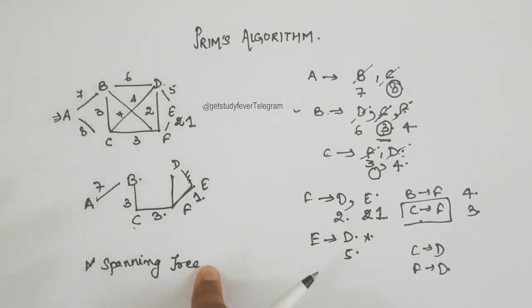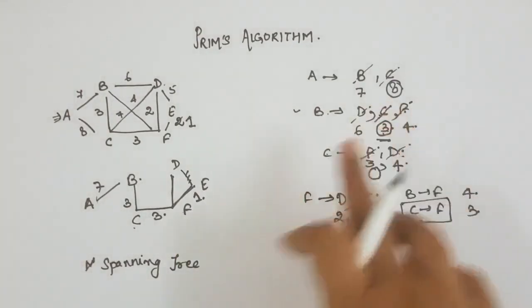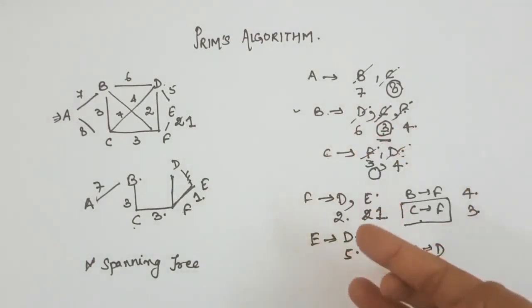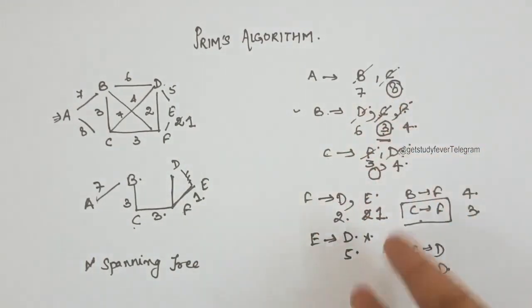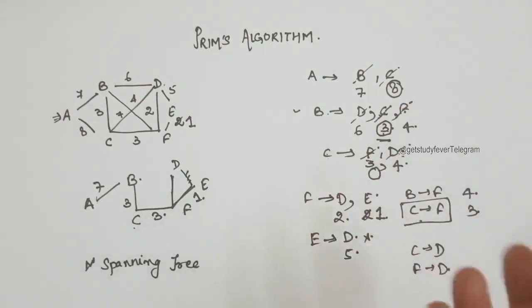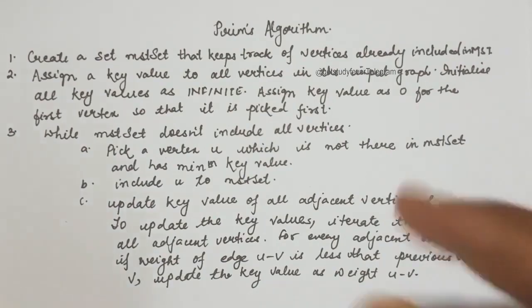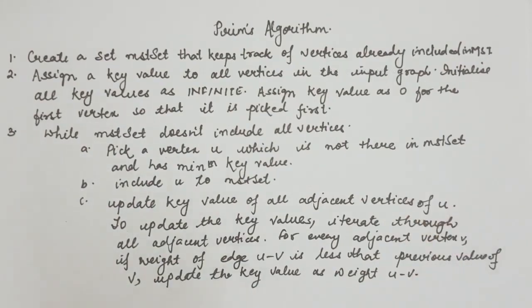So let's see the algorithm and how this thing is happening. We see that every time a new vertex is included, these values get updated. So let's see how the values get updated, and let's see the algorithm. This is the algorithm for finding the minimum spanning tree using Prim's. Now let's see what these steps are.